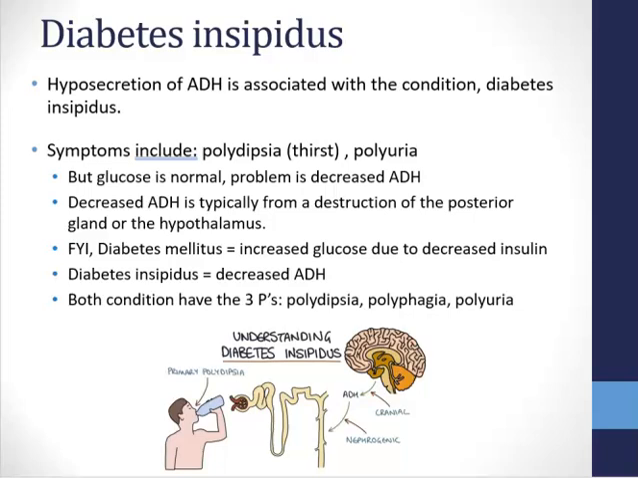The decreased ADH hormone is typically from the destruction of the posterior pituitary gland or the hypothalamus. Just so we keep them separate, diabetes mellitus is increased glucose due to decreased insulin. Diabetes insipidus is decreased ADH. Both conditions have the three P's: polydipsia, thirst; polyphagia, increased appetite; and polyuria, increased urination.